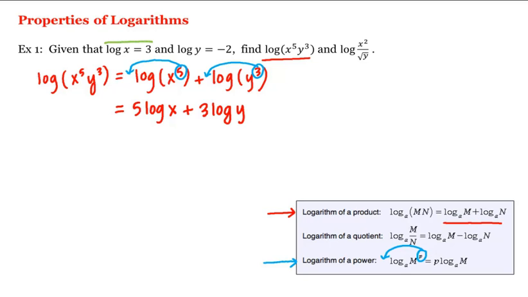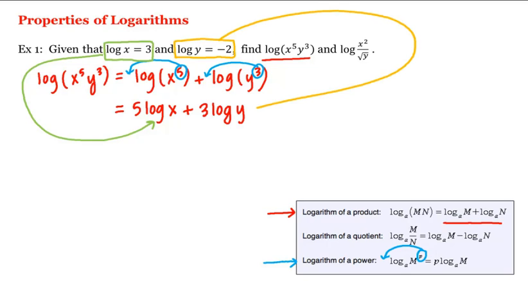Now we're given that log x is equal to 3, which we can plug in here, as well as that log y is -2, which we can plug in here. Therefore, this is equal to 5 times 3 plus 3 times -2, or 15 minus 6, which is 9.